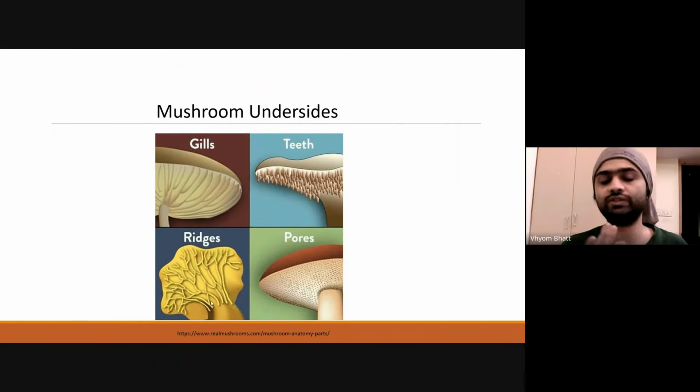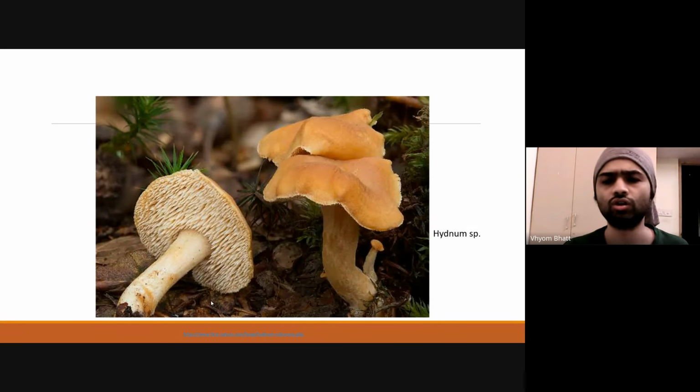Okay, now since we are talking about gills, there are different undersides also. So some will have gills, some will have teeth, some will have ridges, some will have pores. Why is this important? Let's talk about it. So teeth type undersides, this is a Hydnum species. This you will find mostly in temperate regions. I have not seen this myself yet.